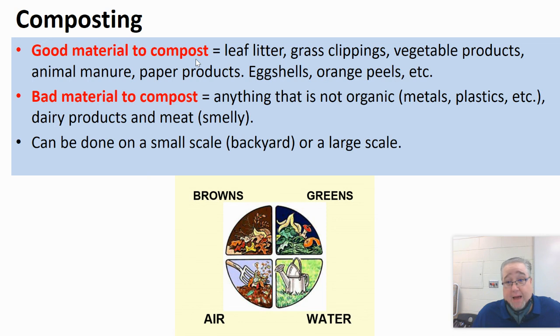Now, some good materials to compost, again, are basically organic things, things that contain carbon: leaf litter, grass clippings, vegetable products, animal manure, paper products, eggshells, orange peels. These are all fairly good materials to compost. Bad materials to compost are anything that's really not organic, metals, plastics, those types of things, or any types of foods that will rot quickly and smell. Like you don't want to throw a piece of cheese into your compost pile, or some hamburger meat. That stuff will start to smell fairly quickly.